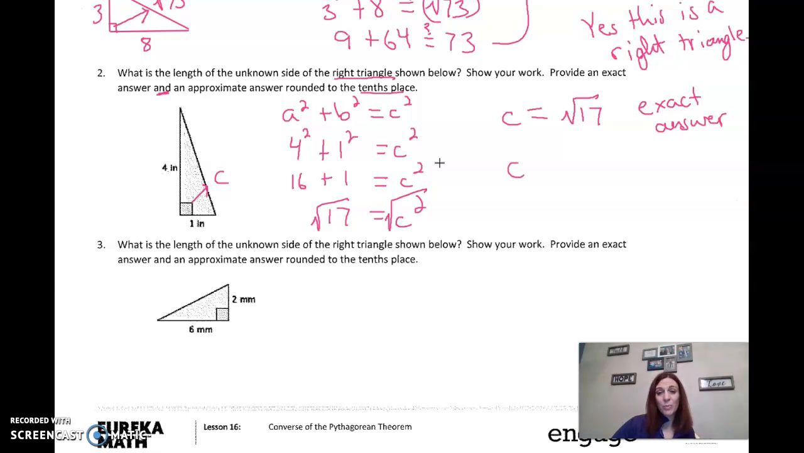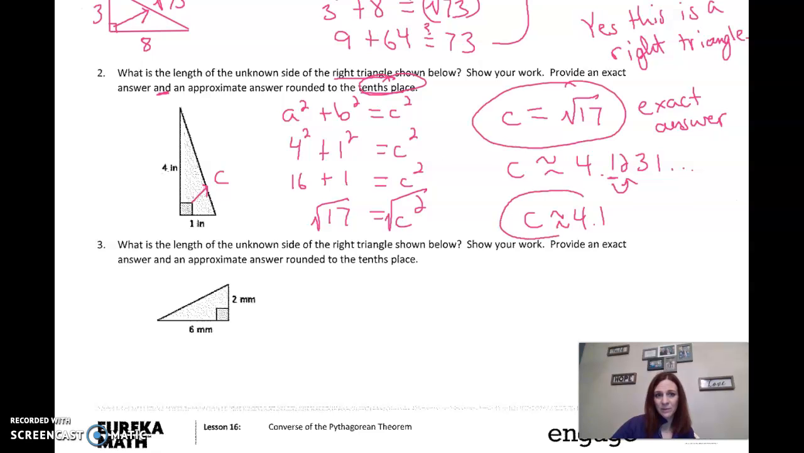But then we can also approximate it. When you type that into your calculator, you get 4.1231... But it does say to the tenths place. So the tenths place is where the 1 is. So I look at the 2 behind it. The 2 either tells me to stay at a 1 or move up to a 2. It tells me to stay at a 1. So we get the approximate answer of 4.1. Our exact answer and our approximate answer. Sorry, that's even messier than normal for me.